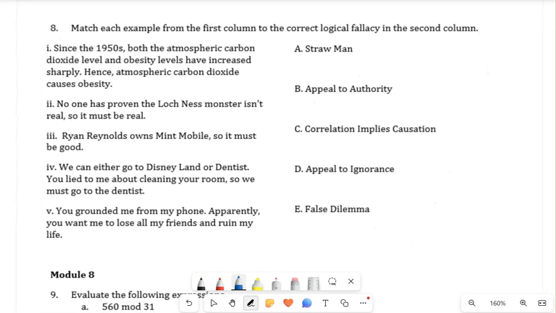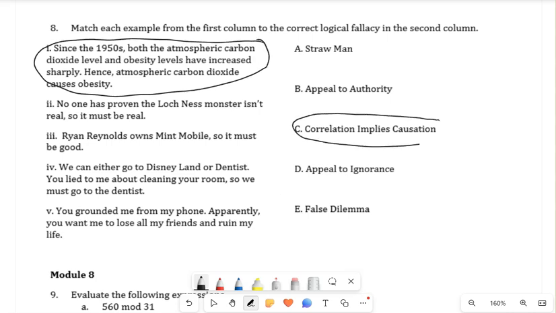Match each example from the first column to the correct logical fallacy in the second column. Since the 1950s, both the atmospheric carbon dioxide level and obesity levels have increased sharply. Hence, atmospheric carbon dioxide causes obesity. Now this is the correlation implies causation logical fallacy. Just because they're both going in the same direction doesn't mean one's pulling the other.